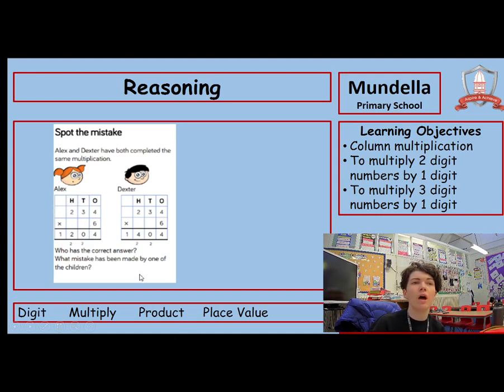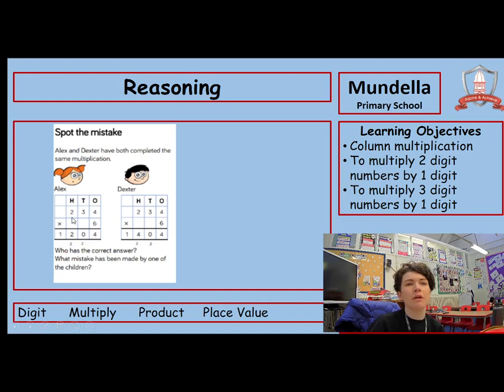Now if we look at Alex's, for example, let's look through how she's done it. So 6 multiplied by 4, I started with my ones. 6 multiplied by 4 is 24. So we write the 4 there and we carry the 2. Okay, that's fine. 6 multiplied by 3 in my tens column, the 30. 6 times 3 is 18. Add the 2 is 20. So I write my 0 there and I carry my 2.